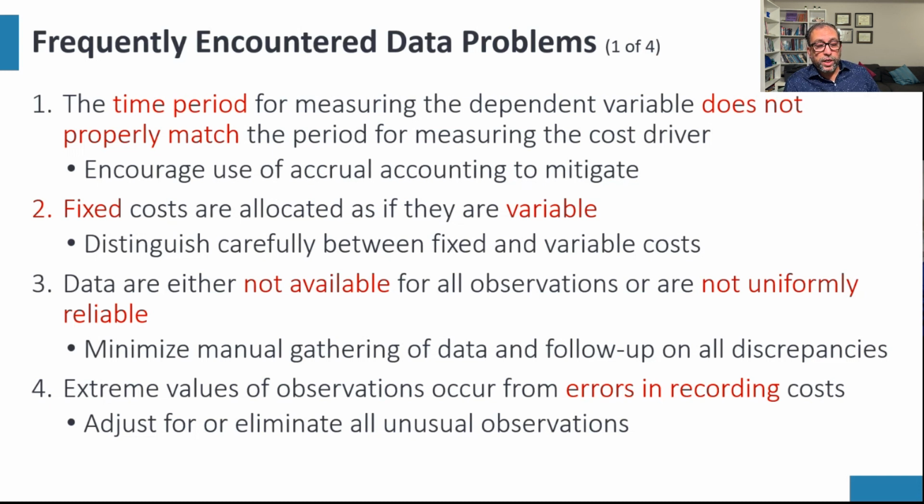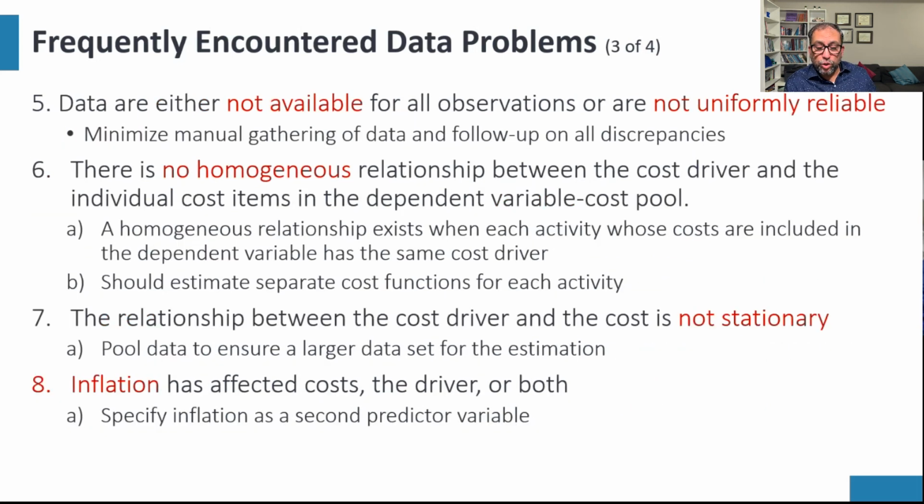Fixed costs are allocated as if they are variable. So distinguish carefully between fixed and variable costs. Extreme values of observation occur from errors in recording cost. Adjust for or eliminate all unusual observations, meaning outliers. We have to exclude the outliers.